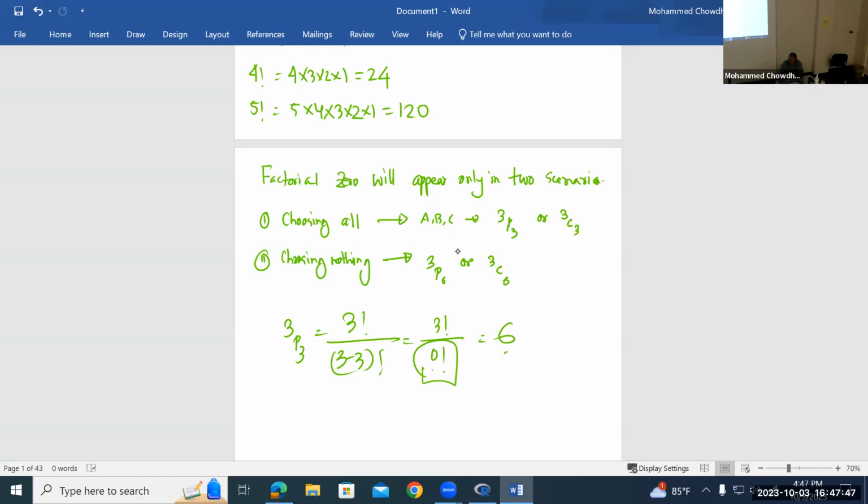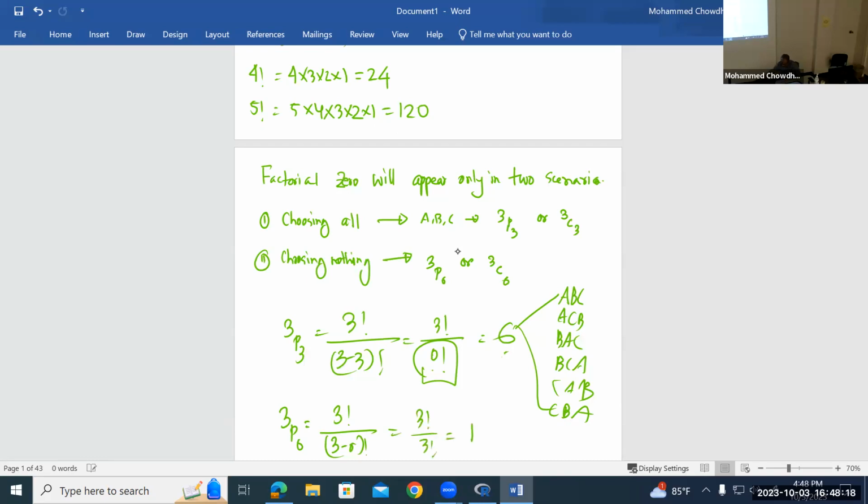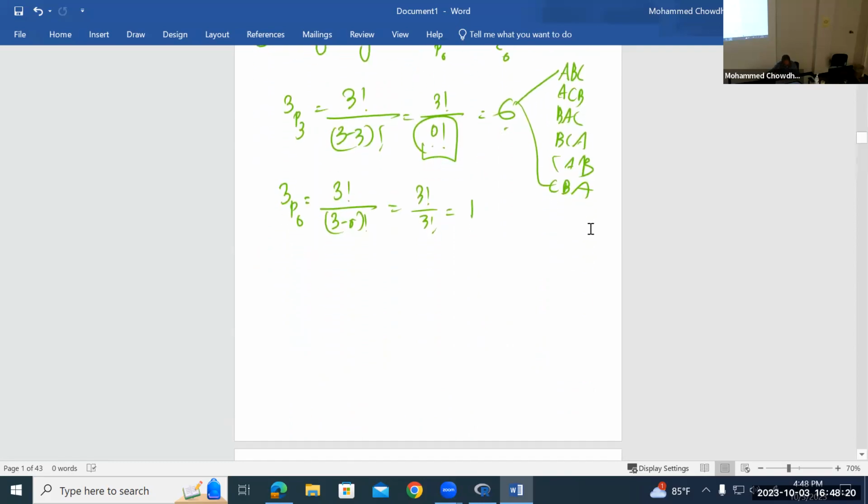And this 6 is true, as I have shown you: ABC, ACB, BAC, BCA, CAB, CBA. I have shown you these things. Now, factorial 0 will also appear if you take 3 permute 0, factorial 3 over factorial 3 minus 0, which is equal to 1. Now take a look at that. I'm going to give you an example.